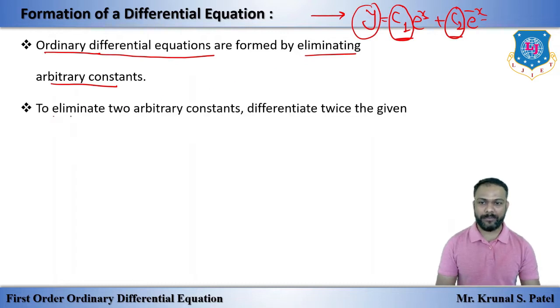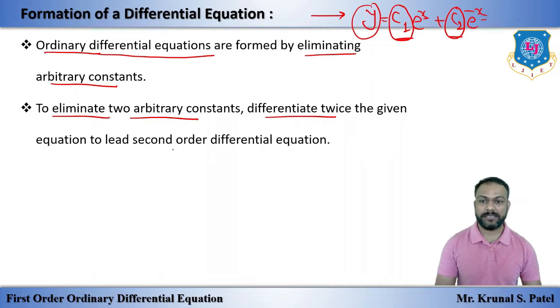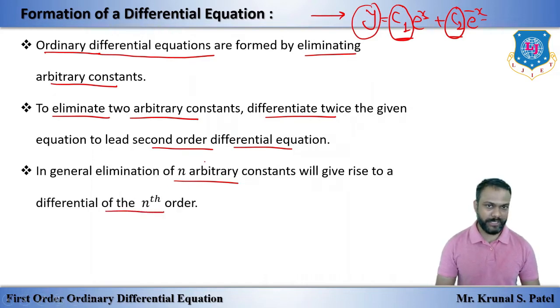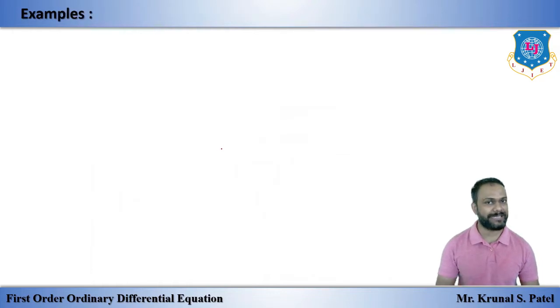Okay, so to eliminate two arbitrary constants, as I told, differentiate twice, which gives us a second order ordinary differential equation. In general, if we have n arbitrary constants, differentiate n times and we will get an nth order differential equation. To understand this formation of differential equations better, let's start with an example.